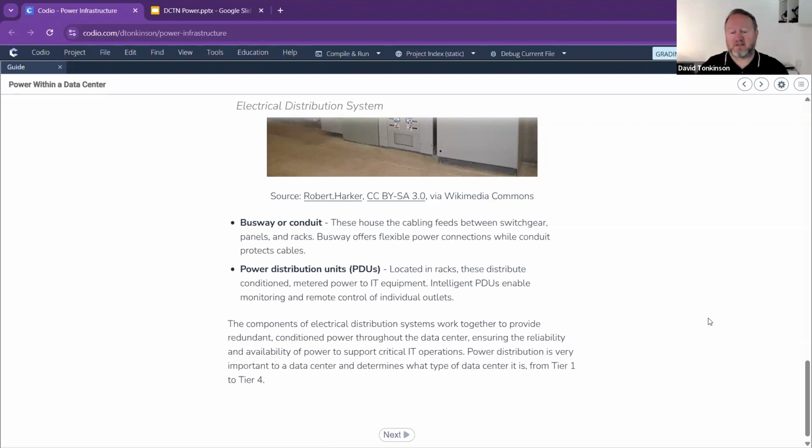Last but not least, we have a power distribution unit, which is normally located in the rack. PDUs.